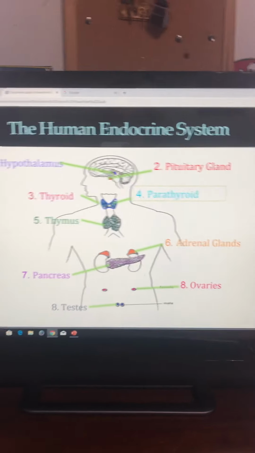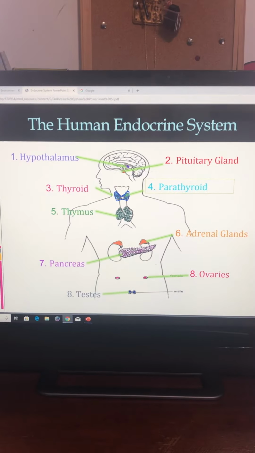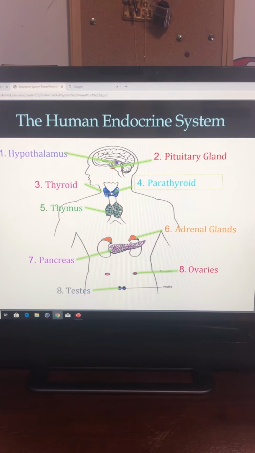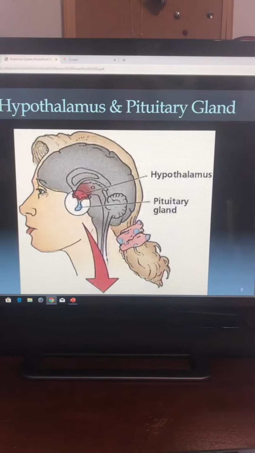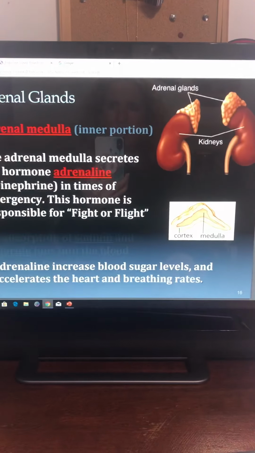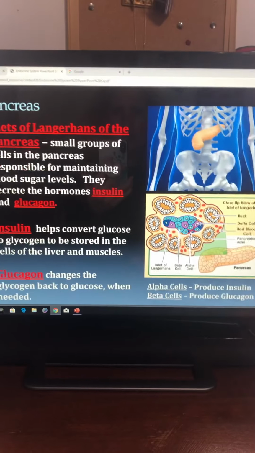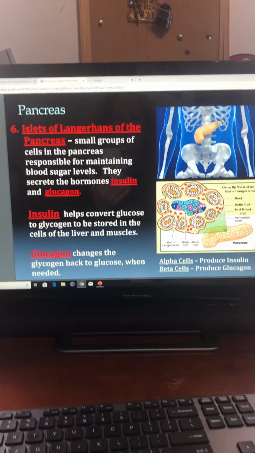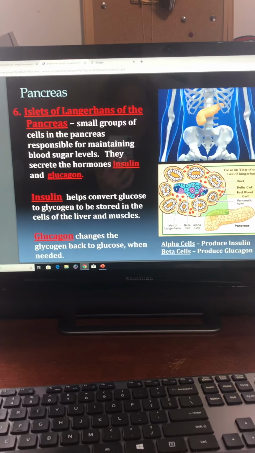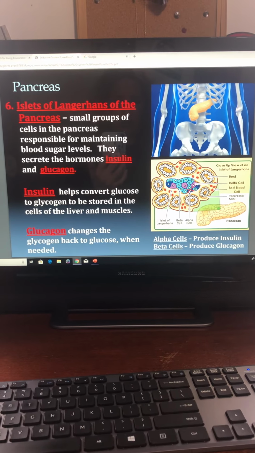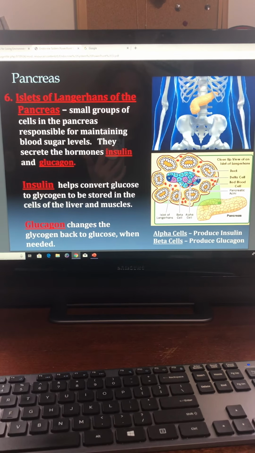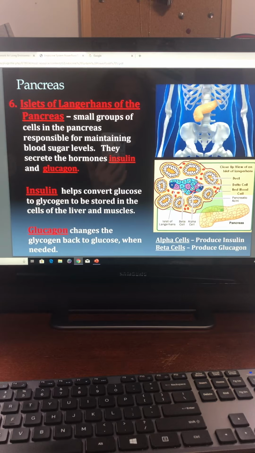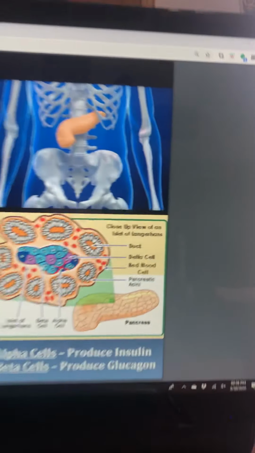And then this is just a picture of some of the glands. And again, the only one that we're really going to focus on is the pancreas. So we're going to skip along all of this. And this is extra information. You can read it if you wanted to. And we're going to go right to the pancreas, because that's the one that's going to be involved with negative feedback. So the pancreas, we can call them islets of Langerhans, and this is how they look.